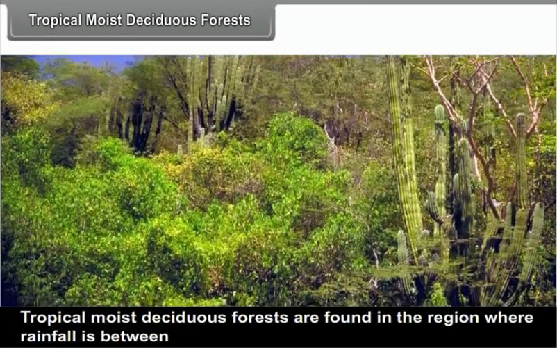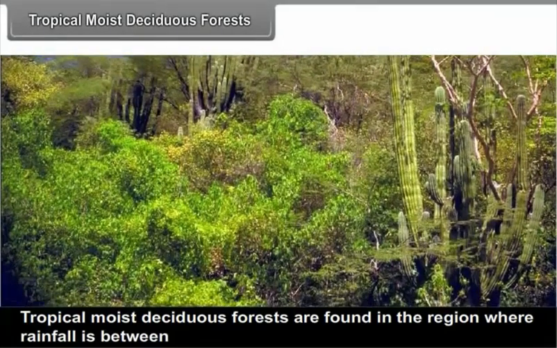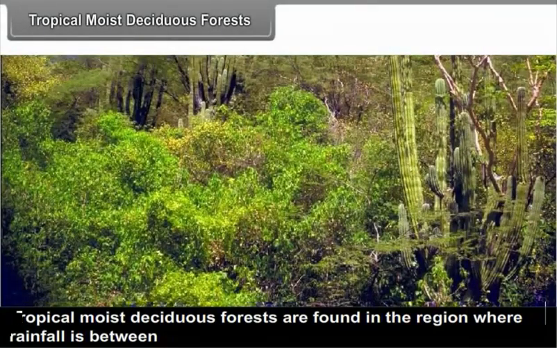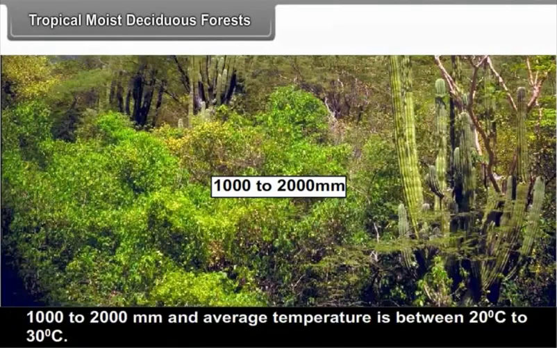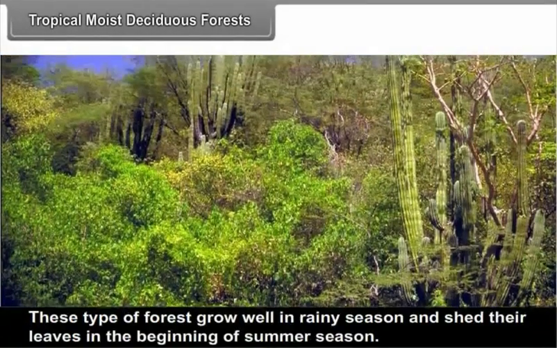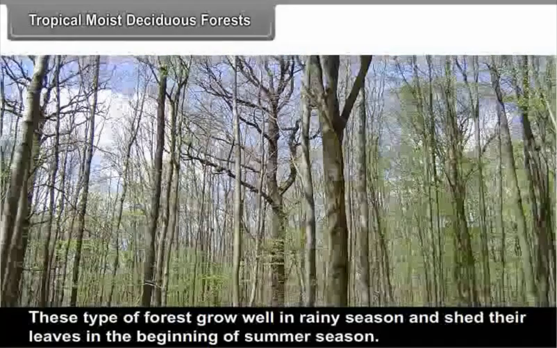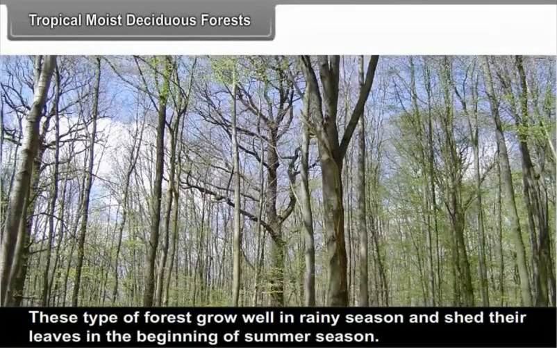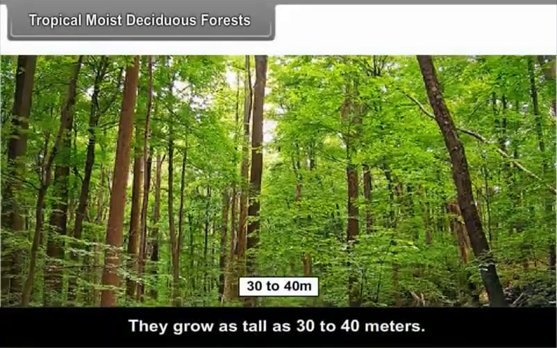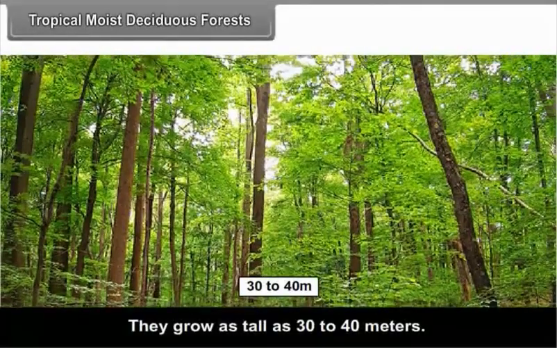Tropical moist deciduous forests. Tropical moist deciduous forests are found in the region where rainfall is between 1000 to 2000 mm and the average temperature is between 20 degrees to 30 degrees Celsius. These types of forests grow well in rainy season and shed their leaves in the beginning of the summer season. They grow as tall as 30 to 40 meters.